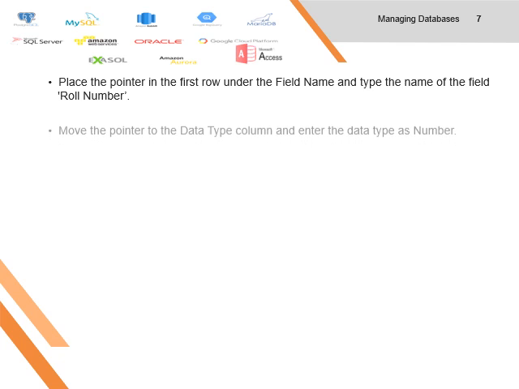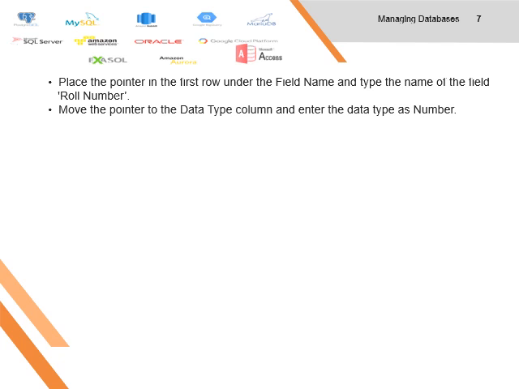Roll number. Move the pointer to the data type column and enter the data type as number.